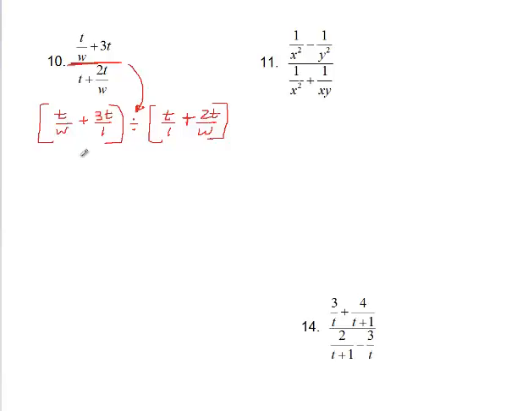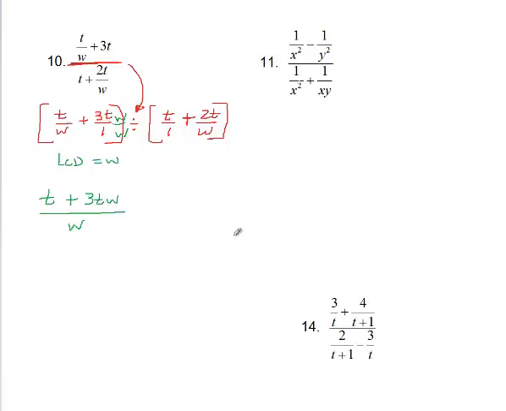Okay? Now, again, we need LCDs when you're adding. So here we are adding these 2 together. We need an LCD for that between w and 1, and the LCD is w, right? Which means I have to take this one and multiply by w over w, this side here. So on top I'm left with t plus 3tw, all over w.